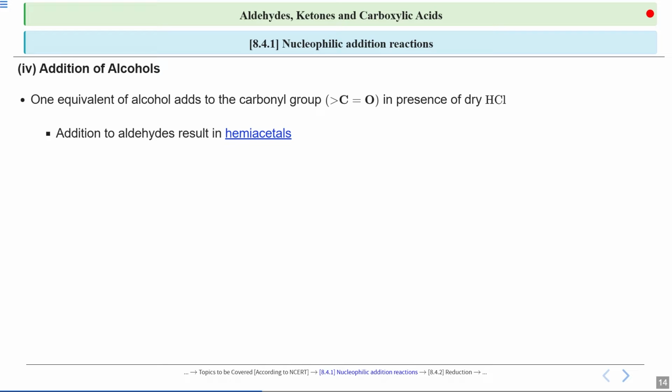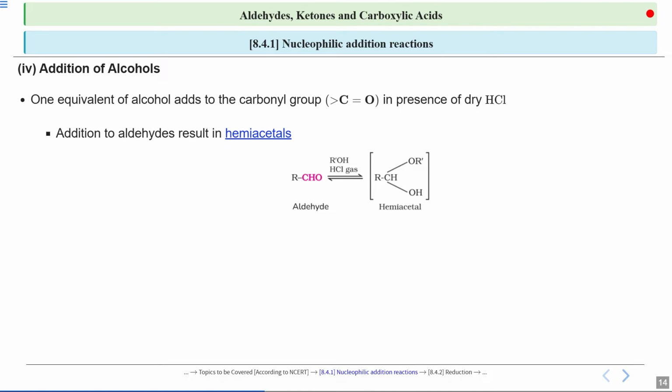Now, what happens when acid protonates the oxygen of the carbonyl group? The lone pairs on the oxygen of the alcohol attack the carbonyl carbon. Okay, so there is lots of H plus, which gives hemiacetals. So addition to an aldehyde results in hemiacetals. If you look at this particular image, you will see this is an aldehyde. When you treat it with an alcohol in the presence of HCl gas, you get a hemiacetal.